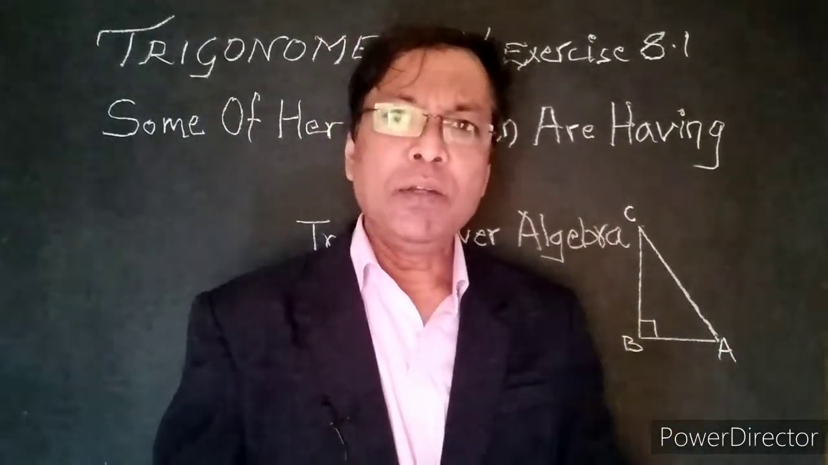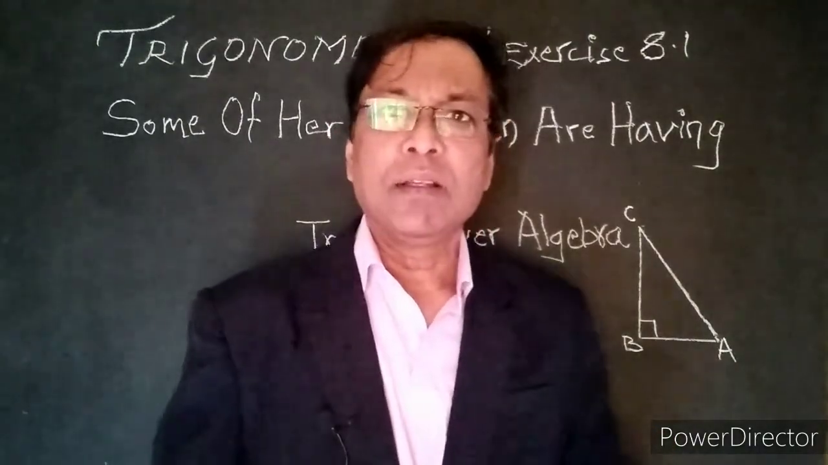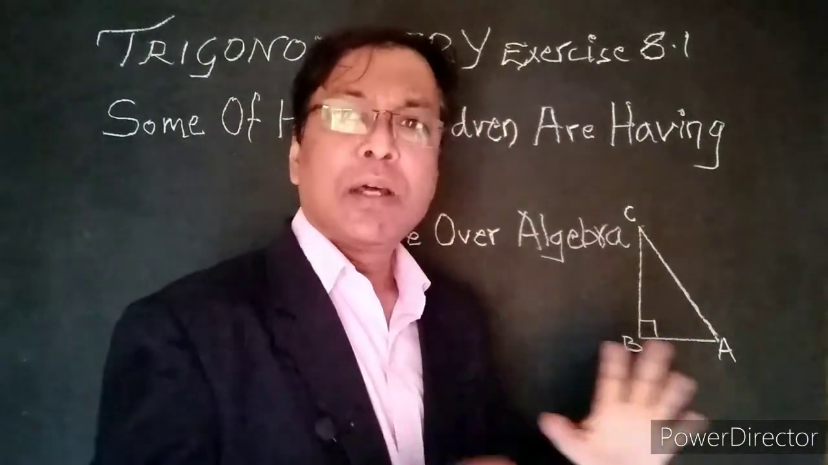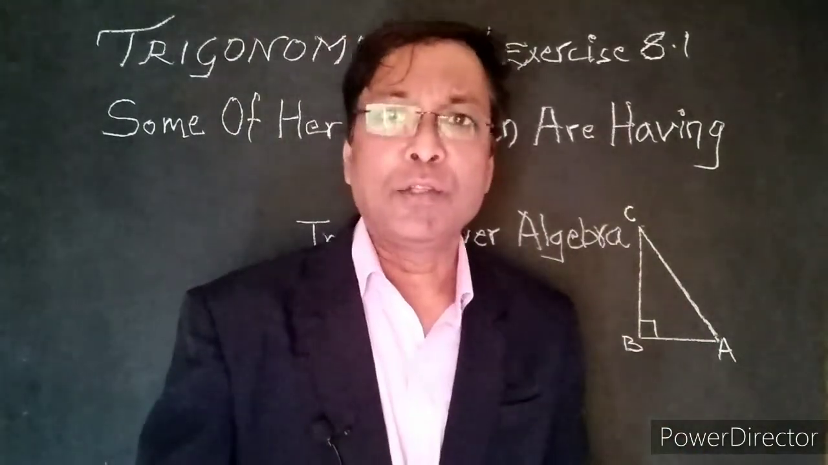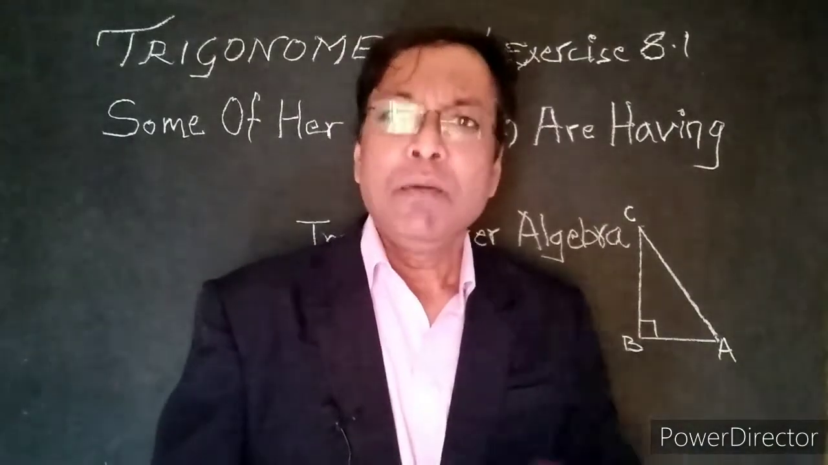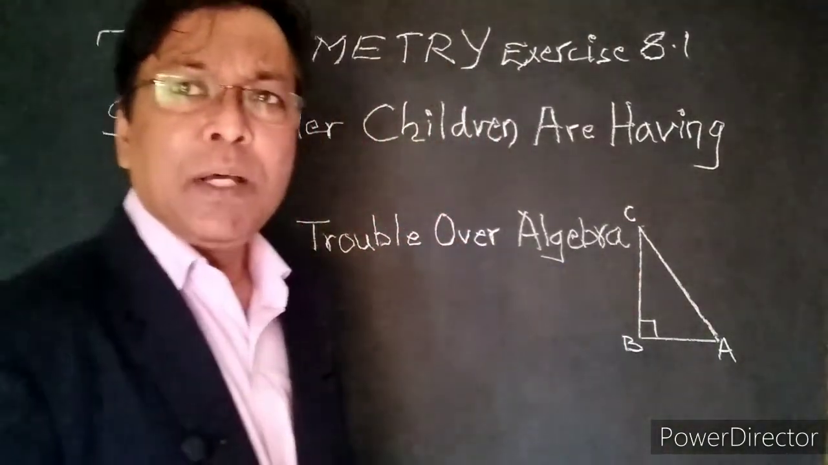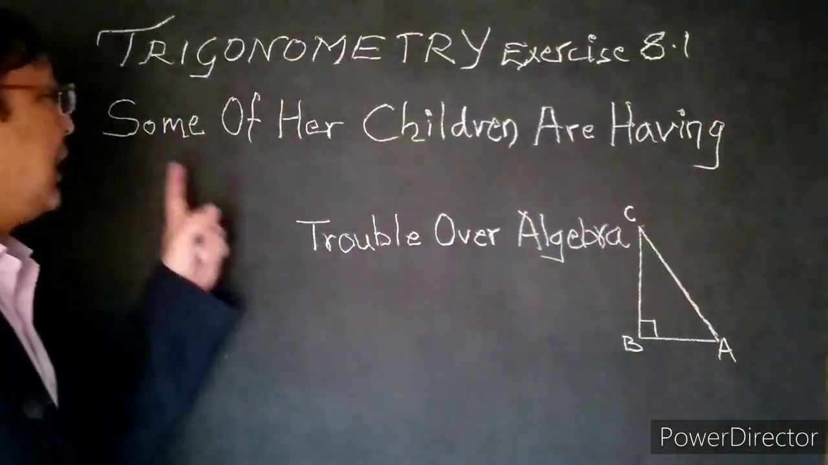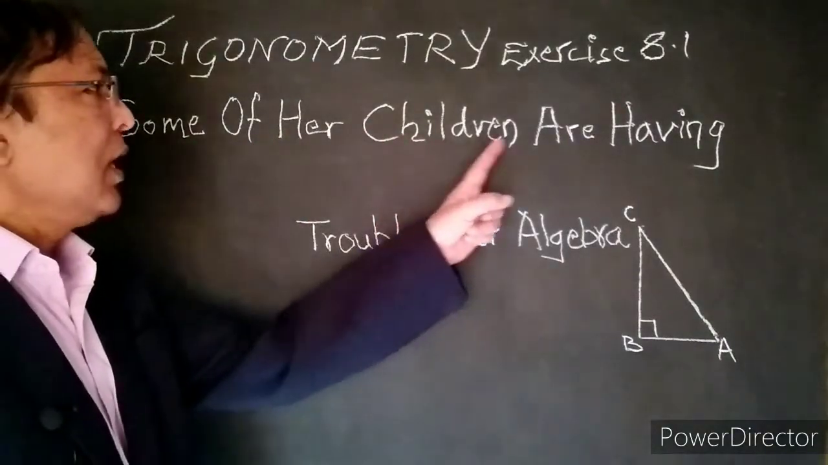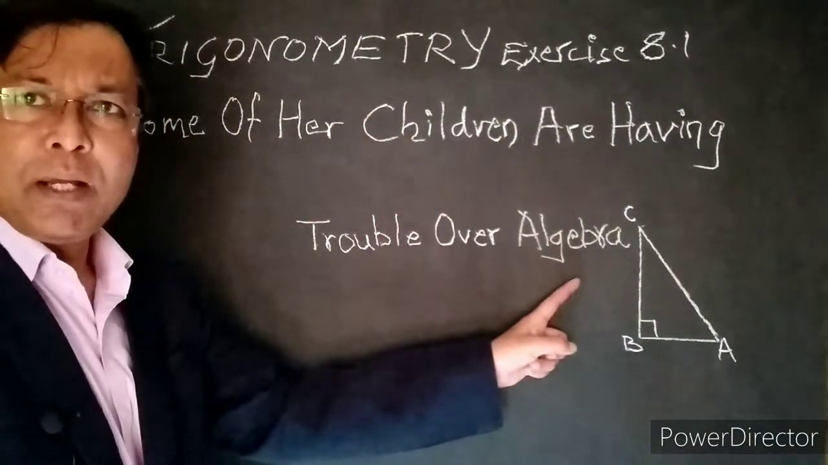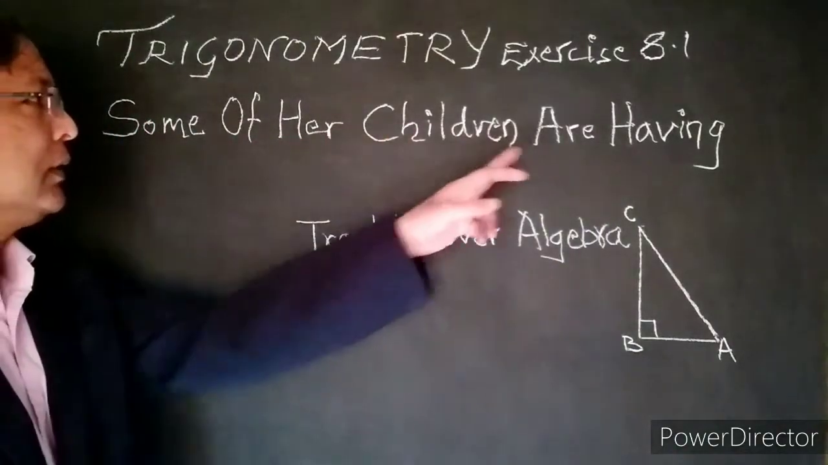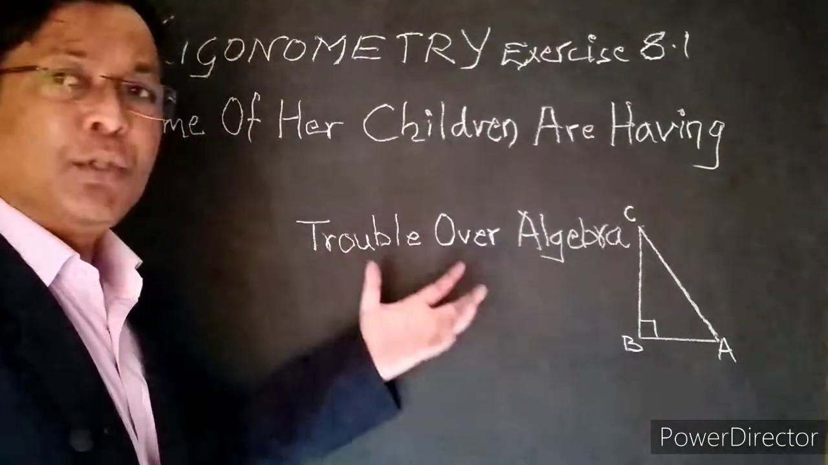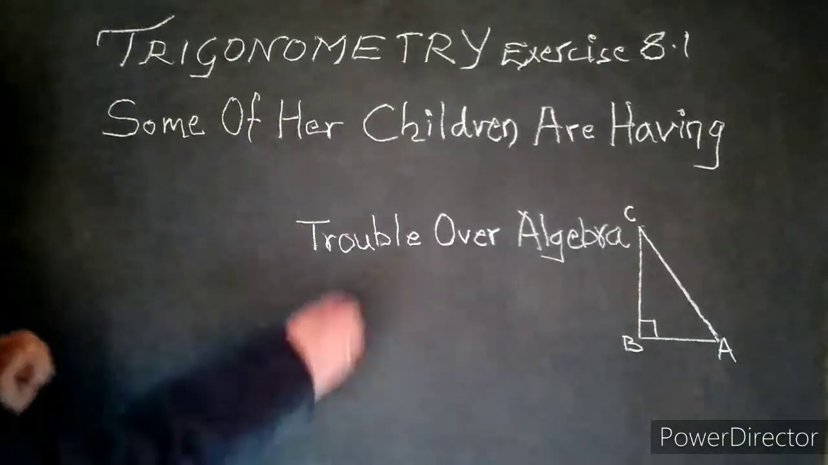Here I give you a world-famous trick. If you remember this sentence, you will be able to memorize and write the correct trigonometric ratios for sine, cos, tan, etc. What is that sentence? To remember the trigonometric ratios, we have to remember one statement, that is, "Some of her children are having trouble over algebra." If we remember this sentence, we are going to be able to write the trigonometric ratios.